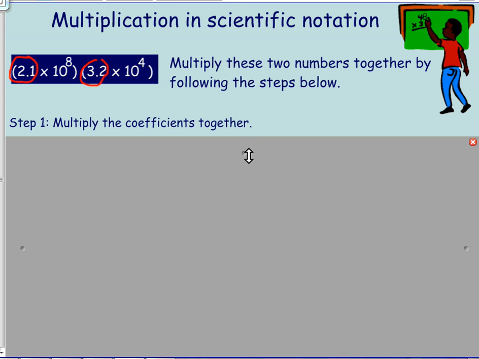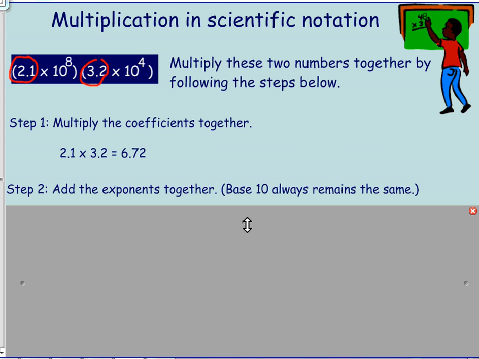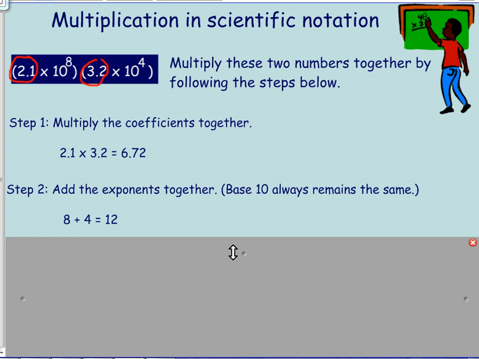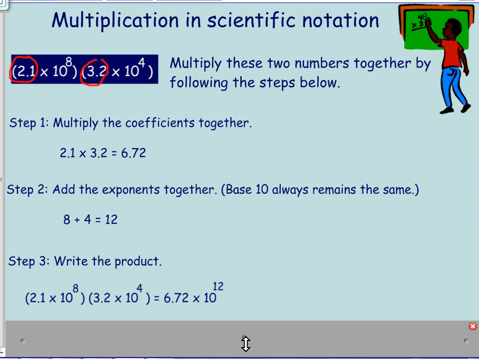All right, our next step is to add the exponents together. The base of 10 always remains the same, so this 10 does not go away. In this case, we have 8 plus 4, which is 12. Take those two and turn it into a scientific notation problem. So we have 6.72 times 10 to the 12th power.